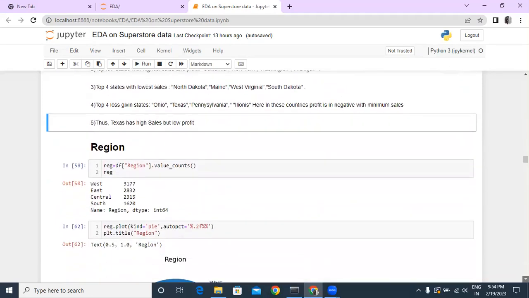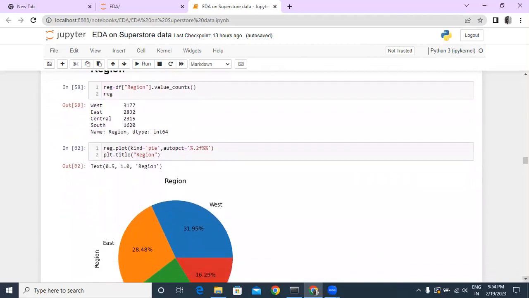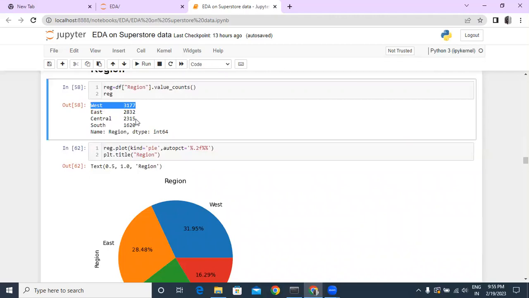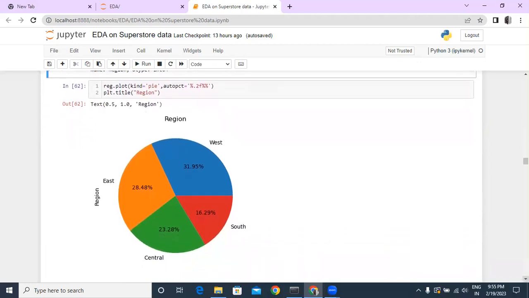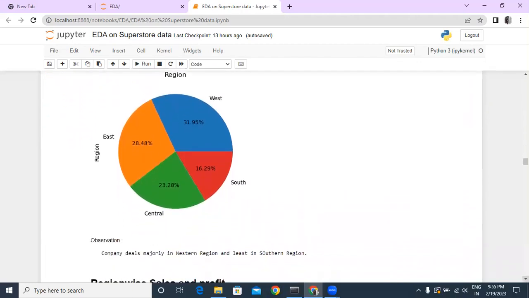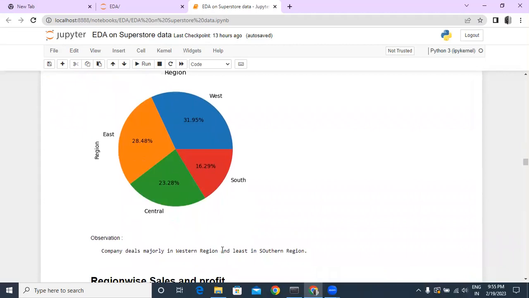Now we are moving on to the region column, and we will analyze the trend in that. So first of all, we have used the value counts, and we can see that the west region is at the highest, and south is at the least. We are plotting this using a pie chart, and we can clearly observe that the company deals majorly in the western region and least in the southern region. So western and then eastern are the highest, then central, then south. So south is the least, western is the highest.